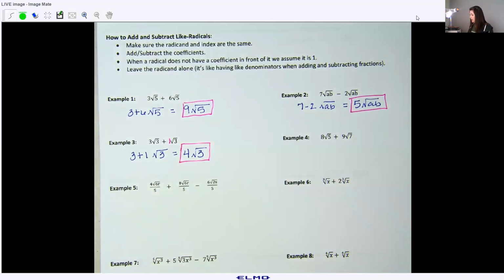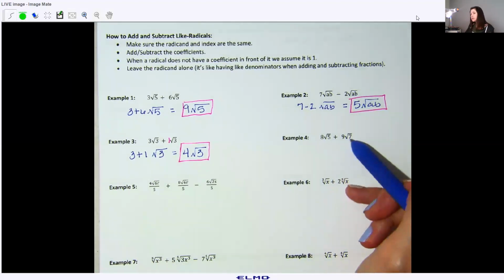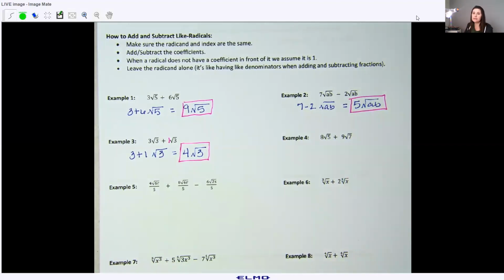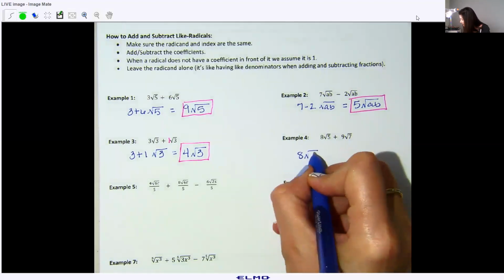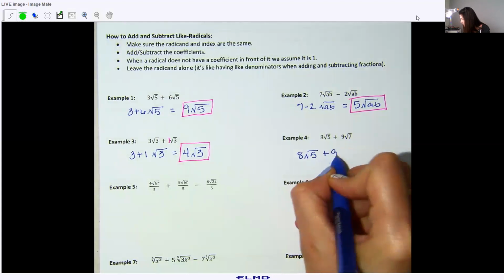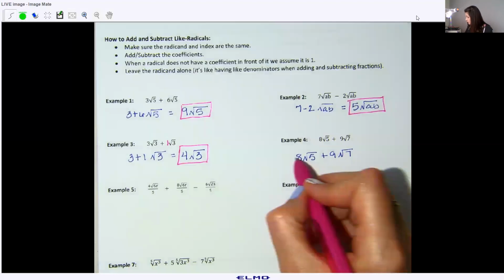Okay. All right, moving to example 4. Our radicands are not the same. Our indexes are the same, but our radicands aren't, but they both have to be the same in order to add them. So in this case, we can't add them. Our answer is just 8 square root of 5 plus 9 square root of 7. That's it. We can't go any further. It's exactly what it is.